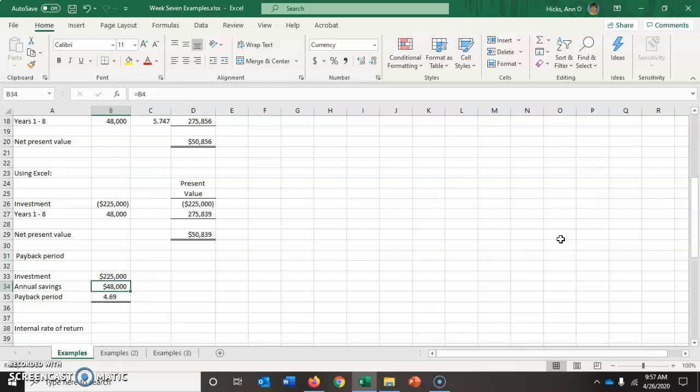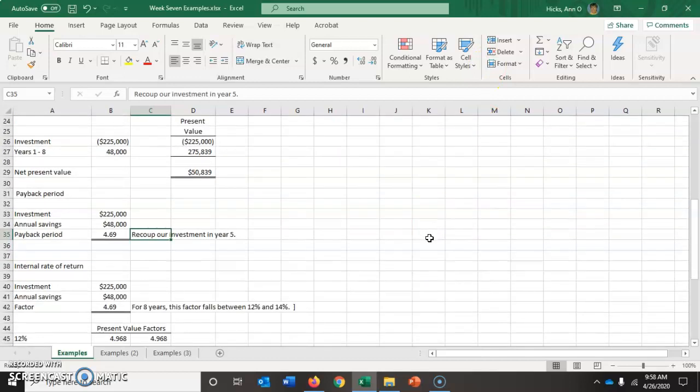So all we really need to do is take the investment of $225,000, the annual operating savings of $48,000, and we divide the 225 by 48, and that says the payback period, if you will, is 4.69, which effectively says we will recoup our investment in year 5. And then we'll evaluate whether or not we're comfortable with that.